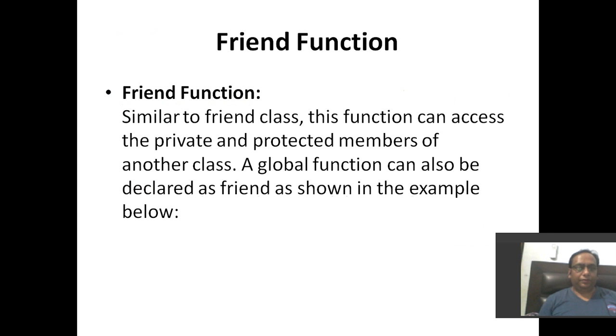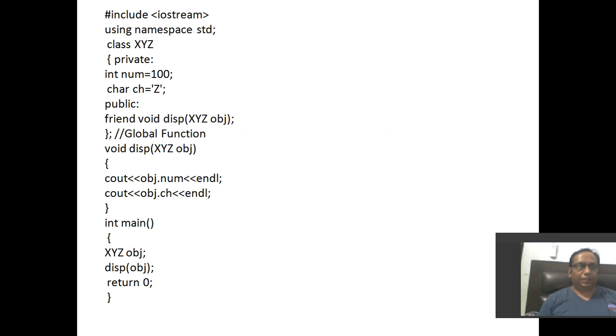friend function. What actually is the friend function? Earlier I discussed the friend class, now the friend function. Friend function is similar to the friend class. This function can access the private and protected members of another class. A global function can also be declared as friend as shown in the example. Means that function should be declared globally. Globally means outside the class, not a part of any class. Let's see the example.